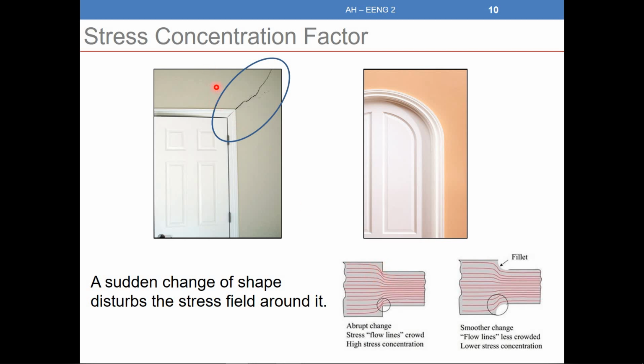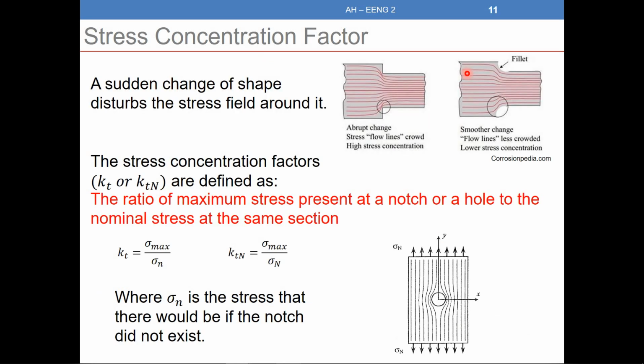For example, here the weight of the wall is causing a stress around the door, and here an abrupt, sudden change of shape will cause a stress concentration and create this crack. While here, because the stress concentration is lower than here, we have a lower probability of a crack. So that's what we just said: a sudden change of shape will disturb the stress field around it. Here the stress will be disturbed around the change of shape.